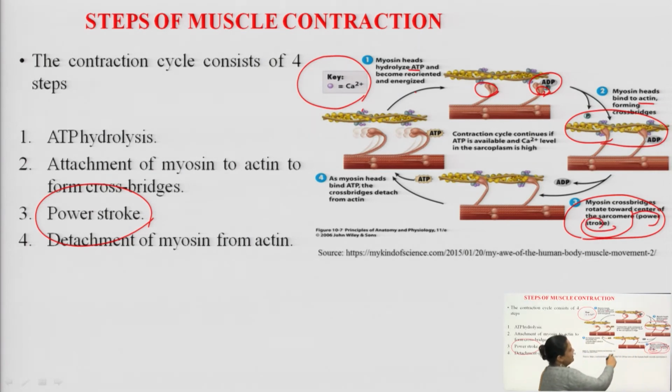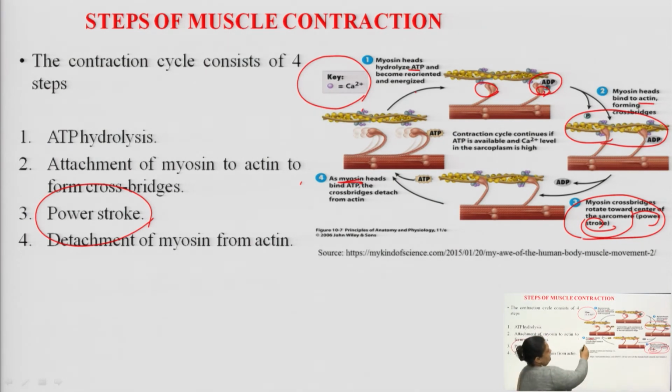After this third step, the new ATP molecule is present, and it is ready for binding with the new fresh moiety of myosin thick filament. Fourth step: as the myosin head binds with this new ATP molecule, the cross bridging between the actin and the myosin filament gets detached from the actin part. It means this step is terminated.